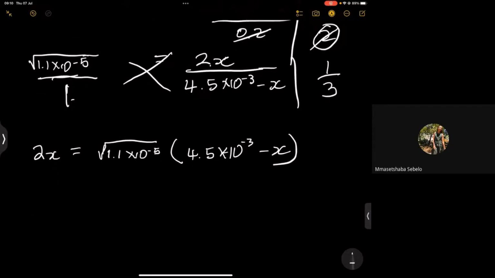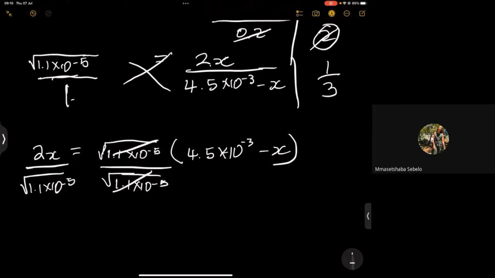So what I'm going to do is divide both sides by the square root of 1.1 times 10 to the negative 5. What I do on the left, I do on the right. That cancels on the right-hand side, and I've got 4.5 exponent minus 3 minus x.